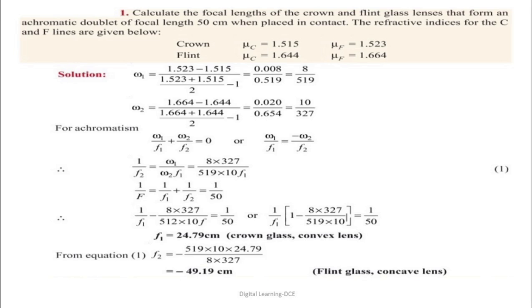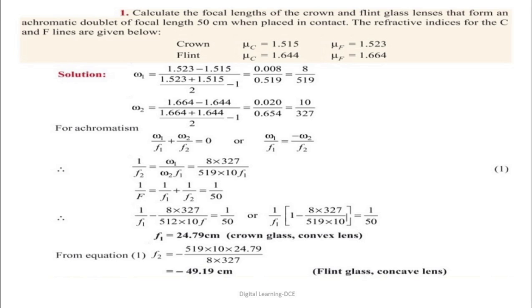For achromatization, the condition is omega 1 by f1 plus omega 2 by f2 is equal to 0, or omega 1 by f1 is equal to minus omega 2 by f2. Therefore, 1 by f2 is equal to minus omega 1 by (omega 2 f1), which is equal to minus 8 into 327 divided by 519 into 10 f1.